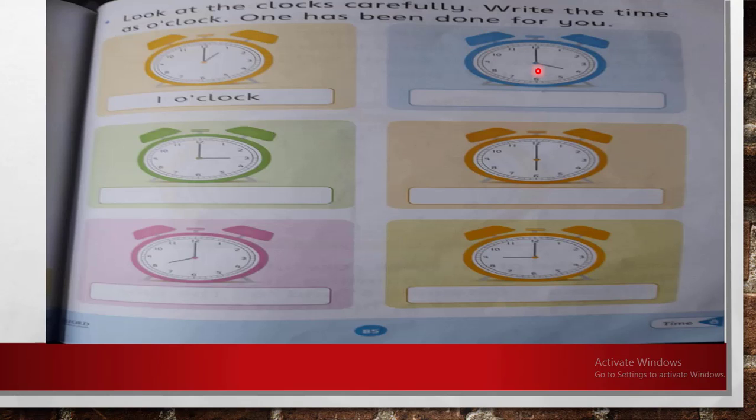The hour hand is on 4. And where is the minute hand? It is on 12. So, dear students, tell me what is the time? The time is 4 o'clock. How will we write the time? First we will write 4, then o, and then we will write clock. What is the time? It is 4 o'clock.